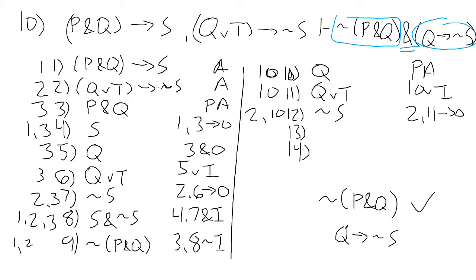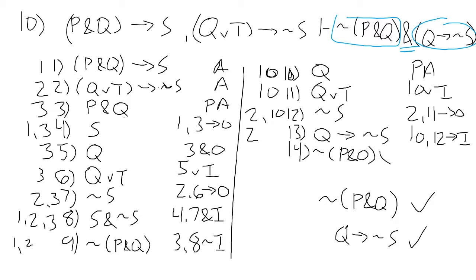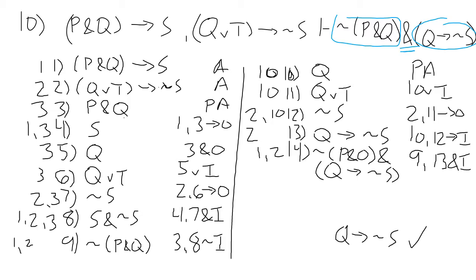Now I've got my antecedent and I've got my consequent, so I can arrow in. So that's going to be 10 and 12, arrow in, 2 and 10. The 10 will drop out because we're doing arrow in, so it's just going to be line 2. And now I've got this one, and so I just put them together. I'll offset them here. And that's going to be from, looks like 9 and 13 ampersand in. So it's 1 and 2. And that is our proof for this one.